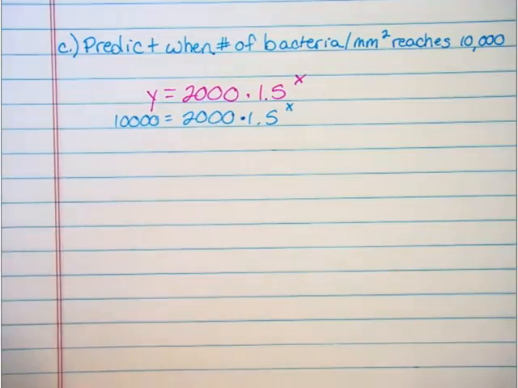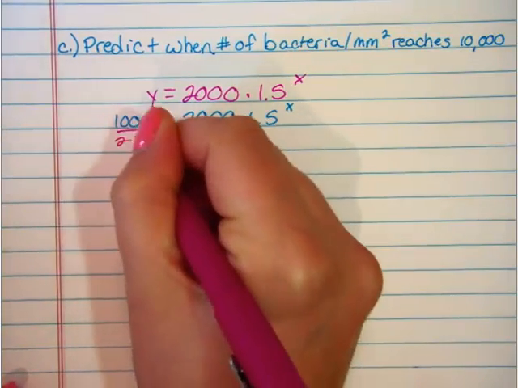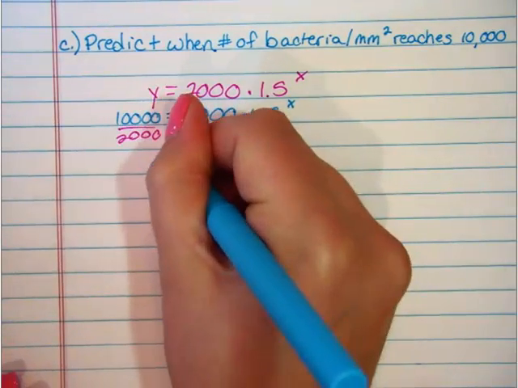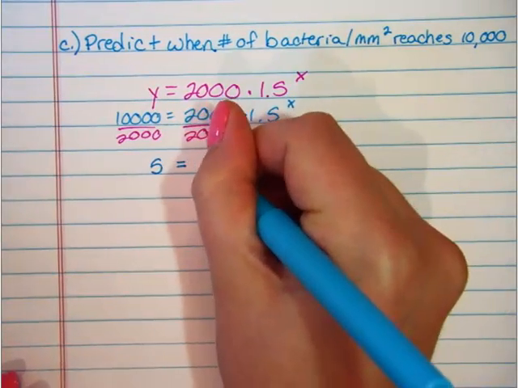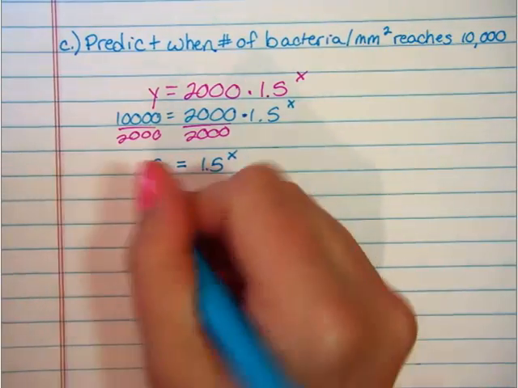In this case, I've got to get my x by itself. There's 2,000 that's attached, so I divide both sides by 2,000. And I end up getting 5 equals 1.5 to the x. So now I have an unknown that's an exponent. The only way to figure this part out is with logs. In the past, we would have tried to factor tree things, but this is not going to work out nicely. So I can either log both sides or just rewrite this into log form.